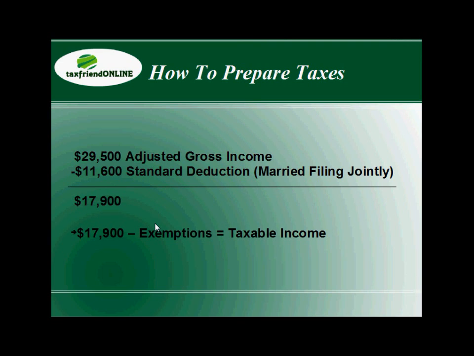So in our example, we have $29,500 in adjusted gross income. Now we don't own a home and we're married filing jointly. So in our case, the largest deduction will be the standard deduction, and if we're married filing jointly, we can get a standard deduction of $11,600, which subtracted from the adjusted gross income will come out to $17,900. So from $17,900, we then further subtract the exemption in order to get the taxable income.